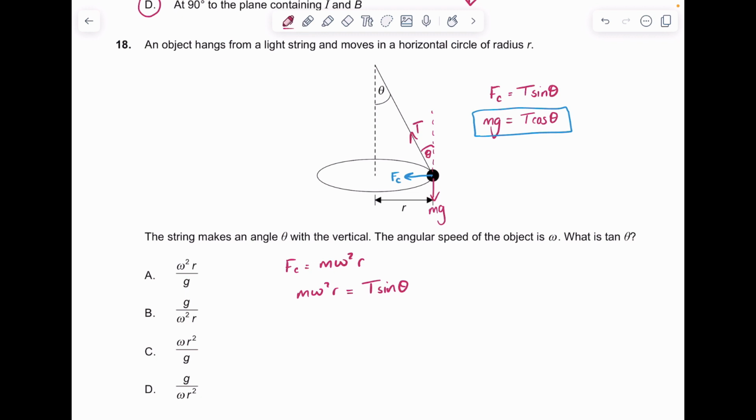So I can have that T cos theta over g, omega squared r, equals T sine theta. And then to get tan theta, I need to do sine divided by cos. So I'm going to have T omega squared r over g equals T sine theta over cos theta, which is my tan theta. The T's are going to cancel. I'm left with omega squared r over g equals tan theta, which is A.